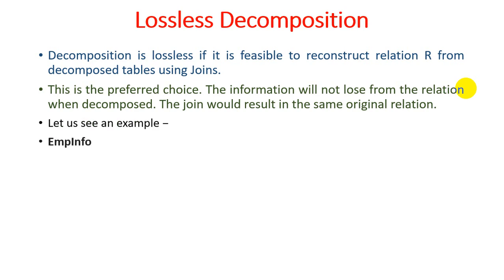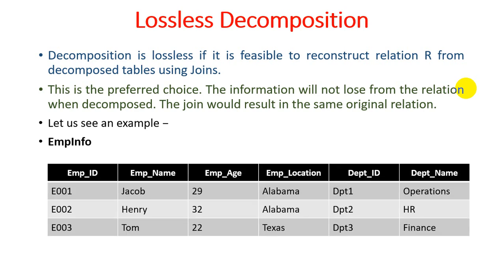Let us see one example. We have one table known as employee information. It is a table without decomposition, meaning it is a single relation. In this relation we find 6 different attributes known as employee ID, employee name, employee age, employee location, department ID and department name. And there are 3 different tuples available in this employee information relation.